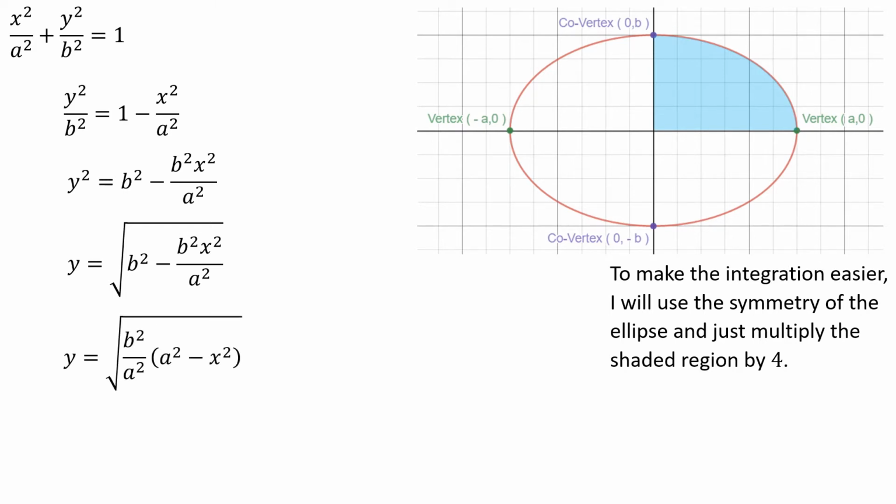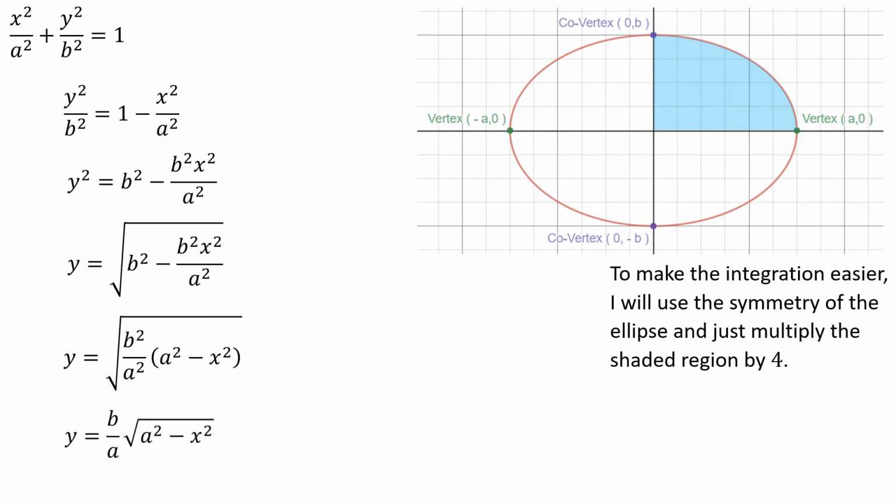Now, we can factor out b squared over a squared, because I need to get the a squared minus x squared alone inside that square root symbol. You can double check with the distributive property and make sure that this really multiplies out. B squared over a squared times a squared: the a squareds cancel, leaving me just b squared. And b squared over a squared times that x squared gets me b squared x squared over a squared. Whew, that was a mouthful.